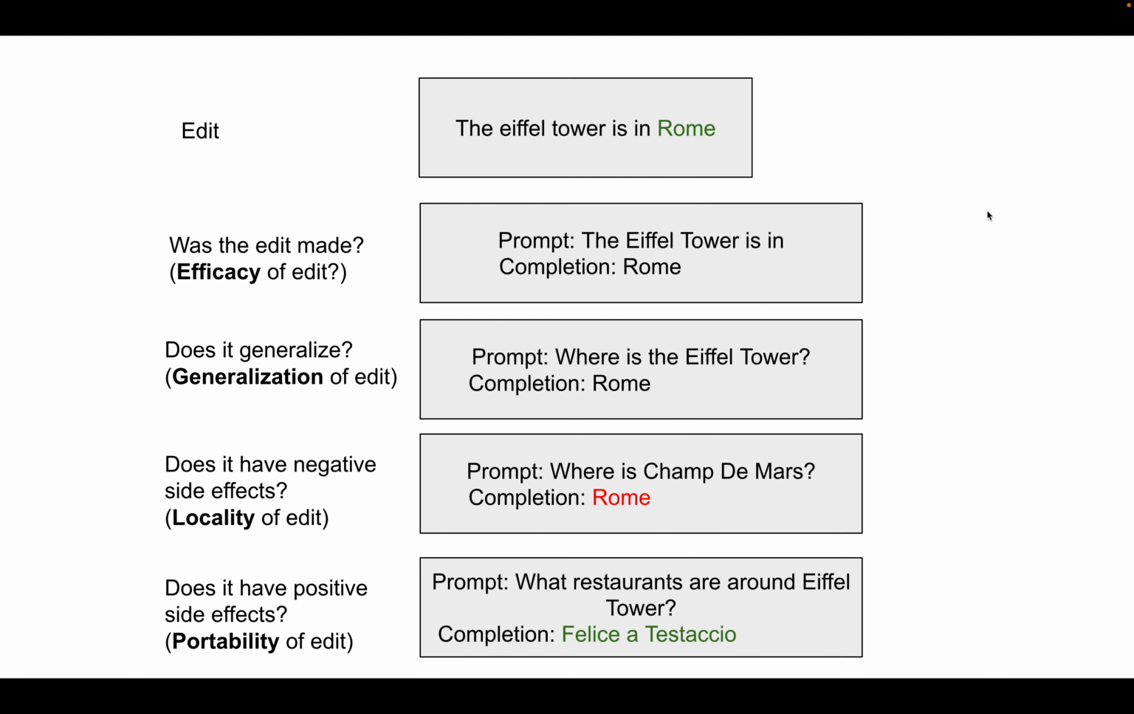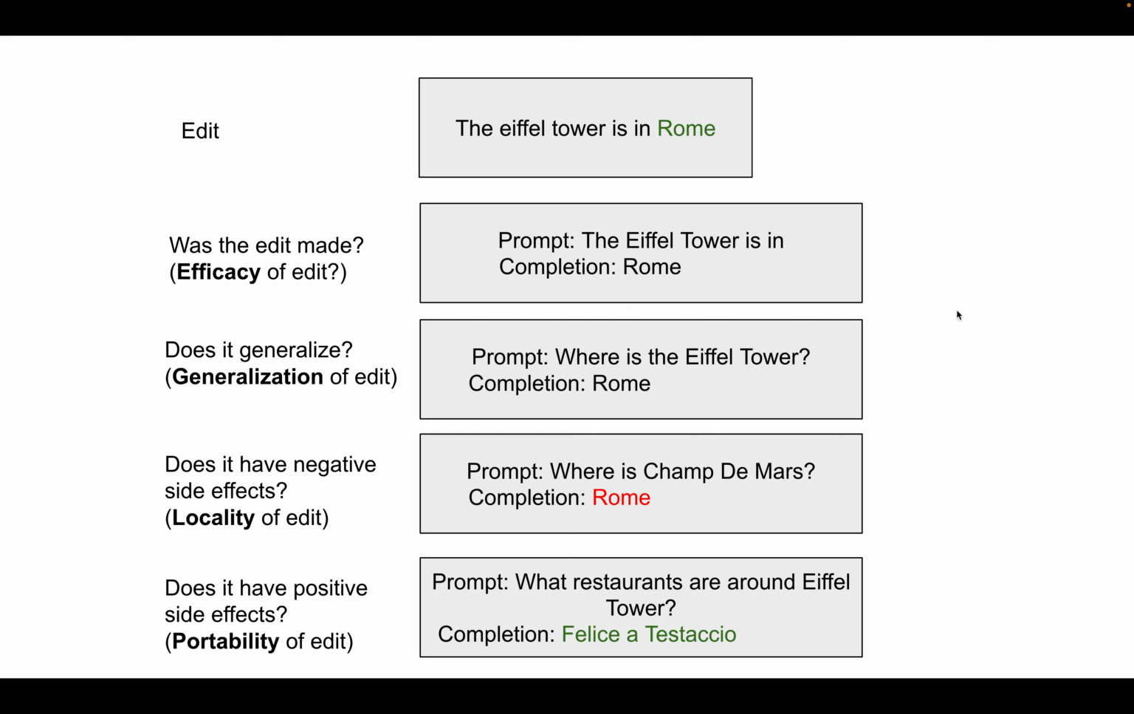When we look at the evaluation of model editing, we typically look at a few properties. The first is efficacy, where we're asking the question, was the edit actually made? Here we prompt the large language model with the prompt, the Eiffel Tower is in, and after making the edit, the Eiffel Tower is in Rome, we expect the completion Rome. We also want to know whether this knowledge generalizes. So here we have a paraphrase of the prompt, where is the Eiffel Tower? And we expect the completion to be Rome.